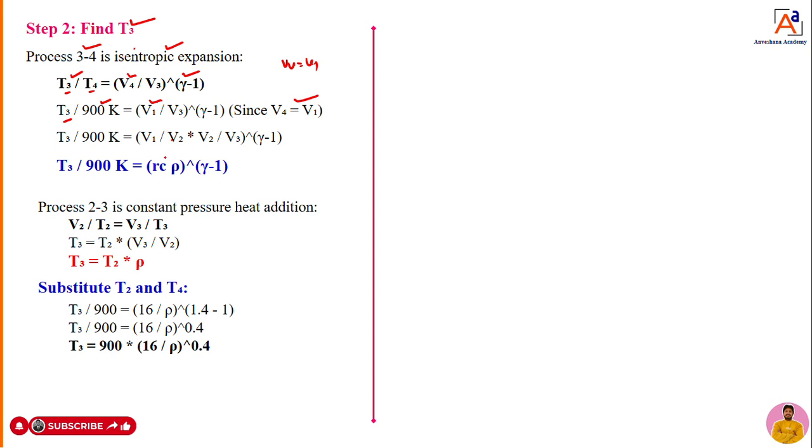Okay, what is V1 by V2? V1 by V2 is nothing but what? We know already, RC is equal to V1 by V2. Next, here V2 by V3 is there. But we know already, dear students, what is that? Cutoff ratio is equal to V3 by V2. So what can I do now? V2 by V3 I can write here as 1 by rho.